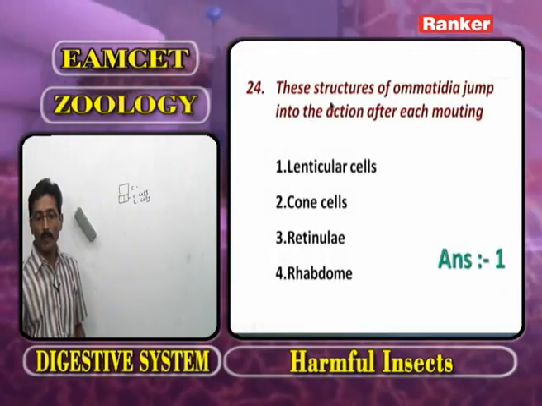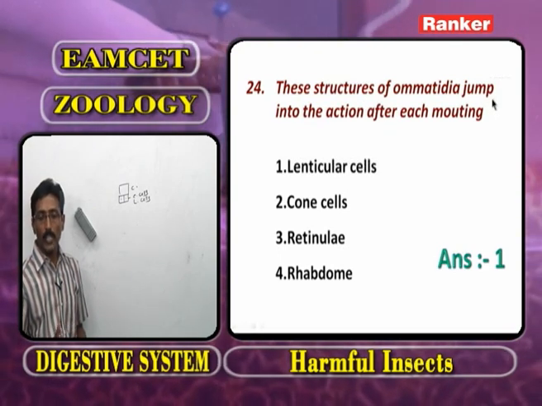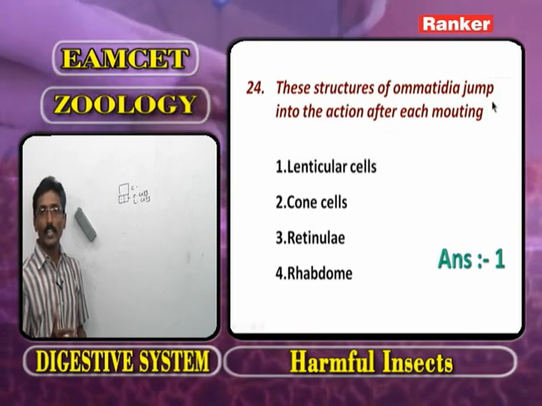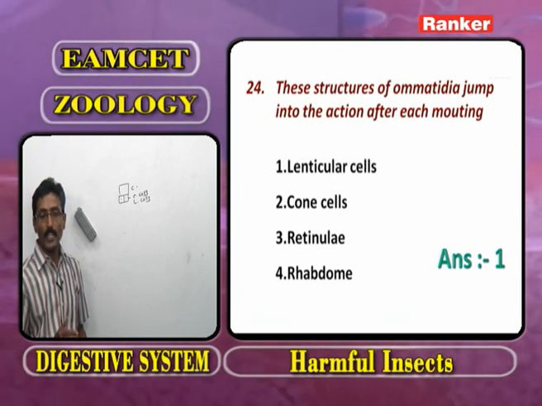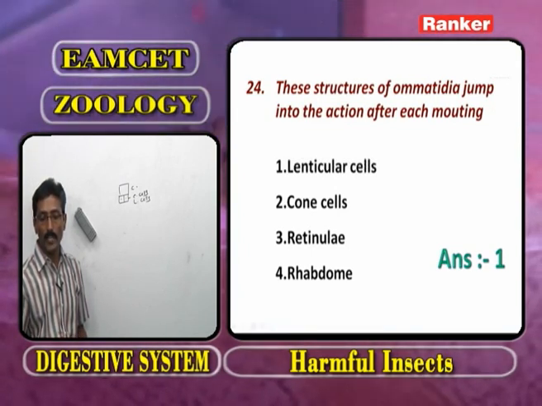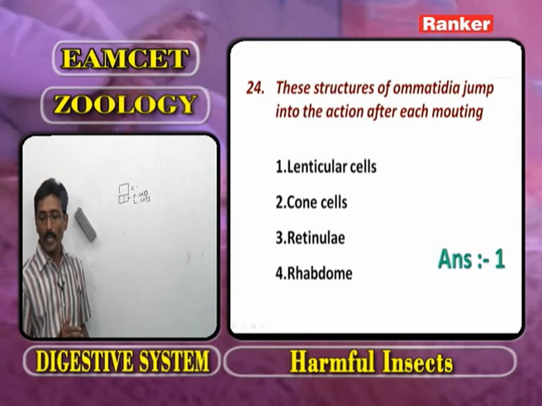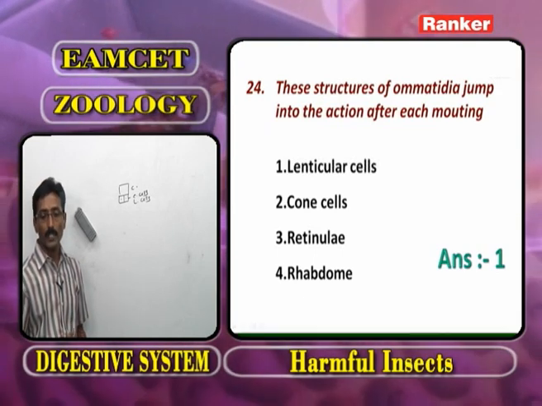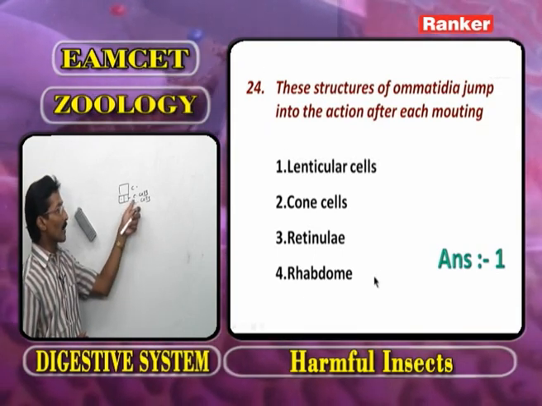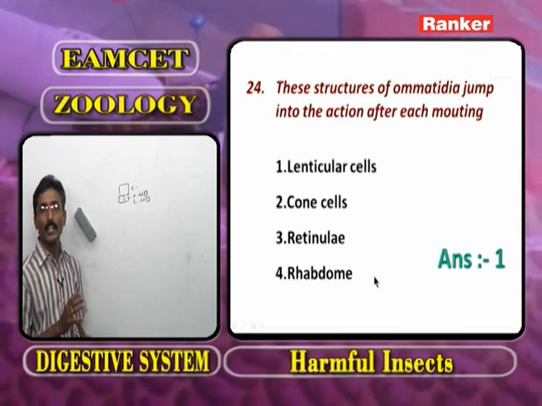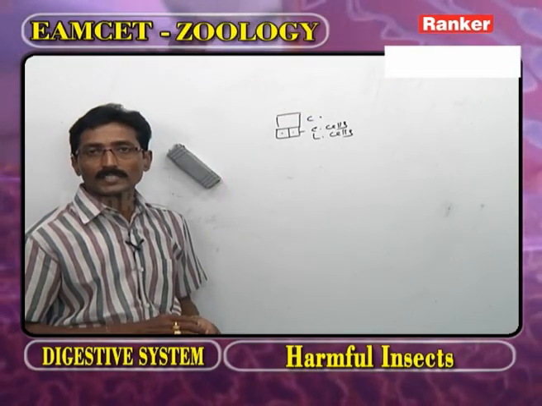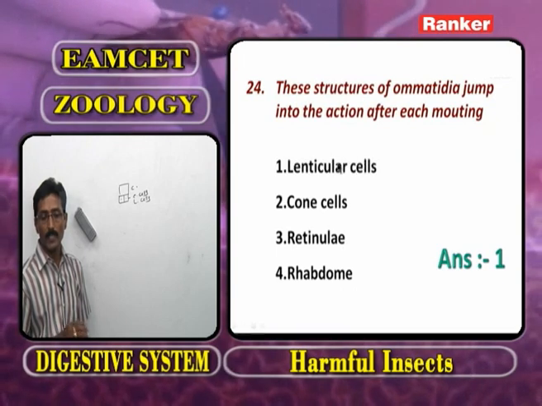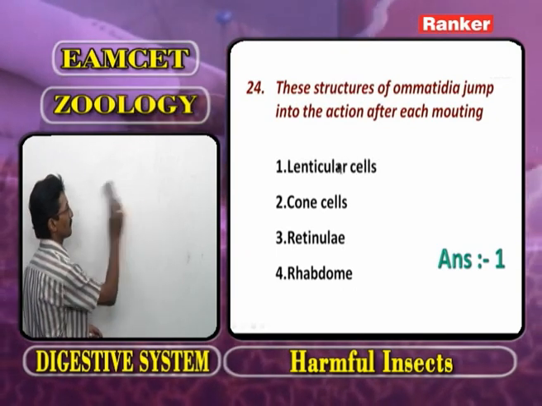These structures of ommatidia jump into the action after each molting. The options are lenticular cells, cone cells, retinulae and rhabdome. Now, what is the other name of corneagen cells? The lenticular cells. So the answer is the lenticular cells. Now, we go for the next question.